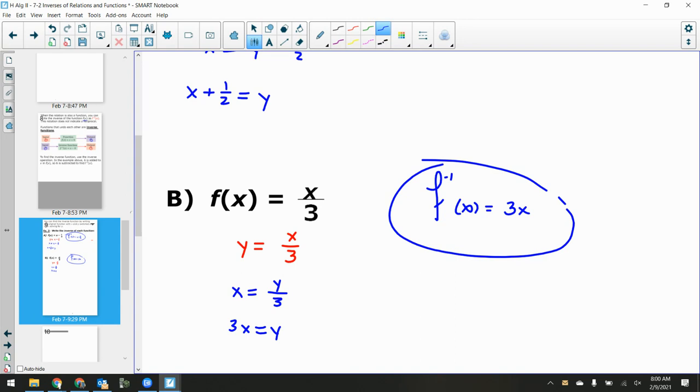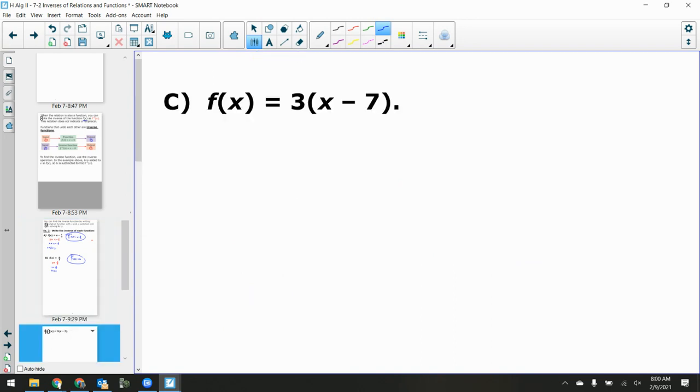All right, so those were basic examples. Now, this one's not as easy to see right off the bat, right? I don't know what inverse operations are going to come first, second, what to do here. So let's just go straight to solving this algebraically. The old was y is equal to 3 quantity x minus 7. The new, x is equal to 3 quantity y minus 7. And now we just resolve for y.